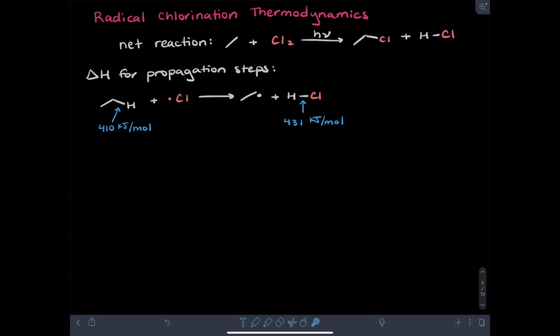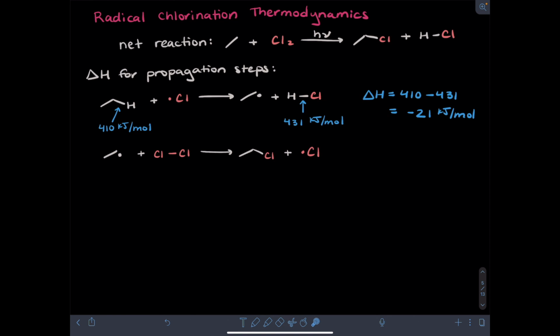The CH bond strength of ethane is 410 kilojoules per mole, and the HCl bond dissociation energy is 431 kilojoules per mole. Calculating delta H for this reaction step, you take 410, the bonds broken, minus 431, the bond formed, and you get negative 21 kilojoules per mole. So in the case of radical chlorination, the hydrogen abstraction step is exothermic.